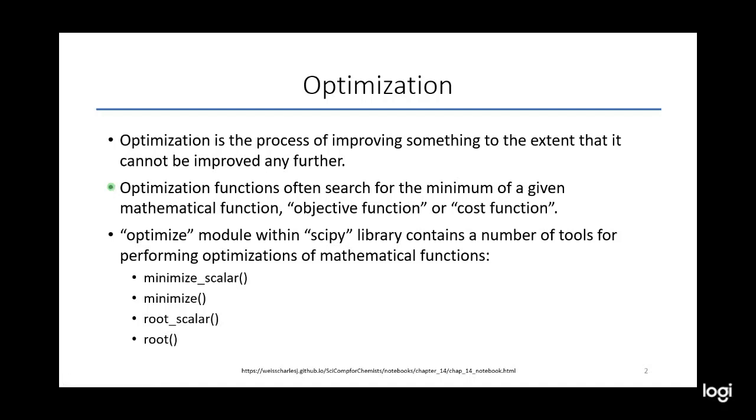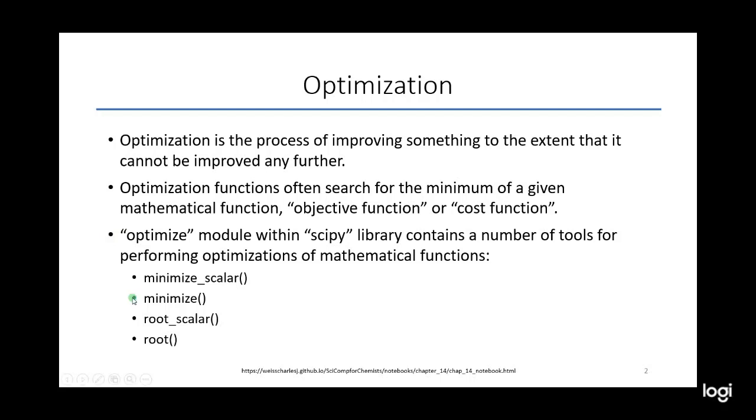Optimization functions often aim to find the minimum of a given mathematical expression, commonly referred to as objective function or cost function. For instance, optimizing a molecular conformation involves minimizing its energy. In this context, the objective function is the one that computes the molecular energy based on a specific set of input parameters. The optimize module in the SciPy library offers a variety of tools for performing mathematical function optimization.